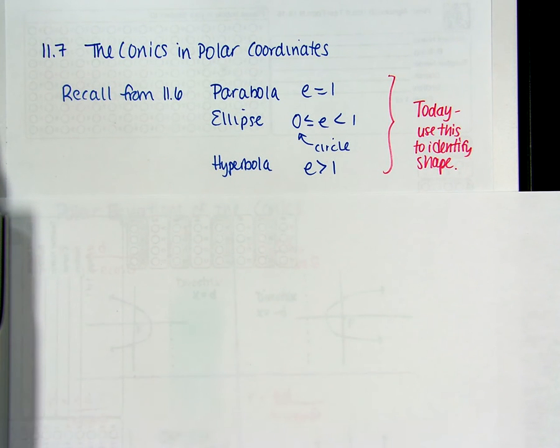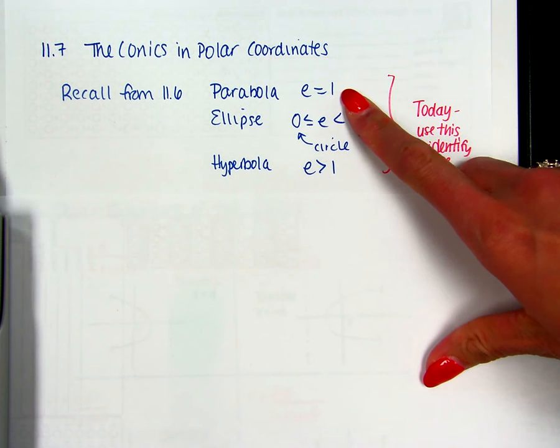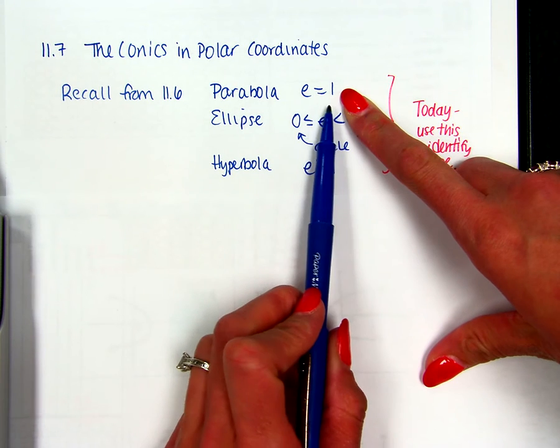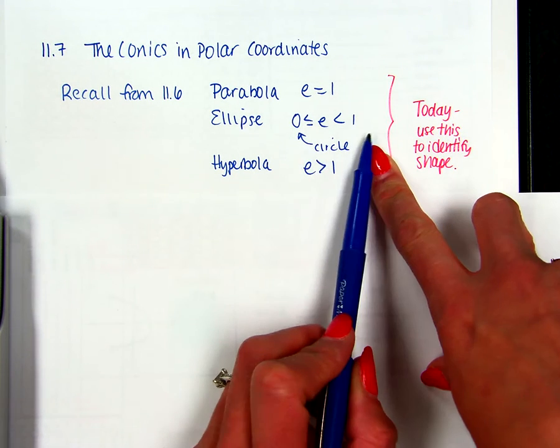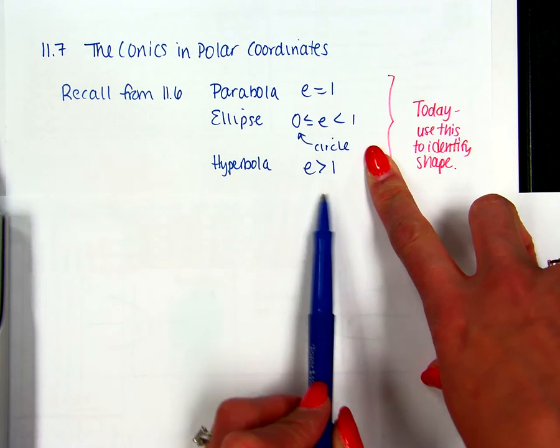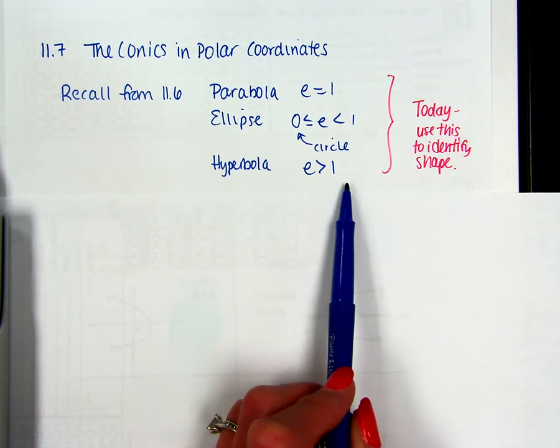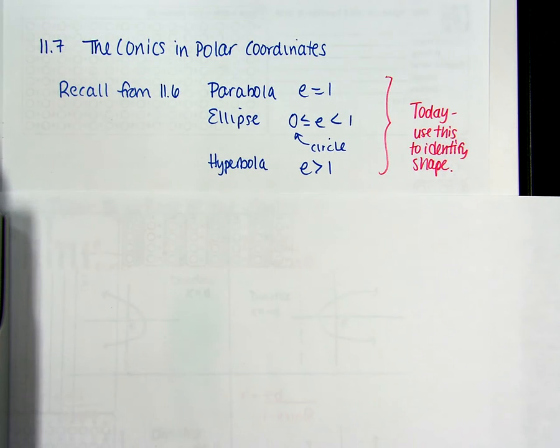All right, so today we're going to be looking at conic sections, but in polar form. You do need to know something from the last section, which is the eccentricity. Parabolas have an eccentricity of 1. Ellipses are between 0 and 1. If it's a 0, it's a circle. And then hyperbolas are going to be greater than 1. So we're going to use that today to identify which conic section it is.